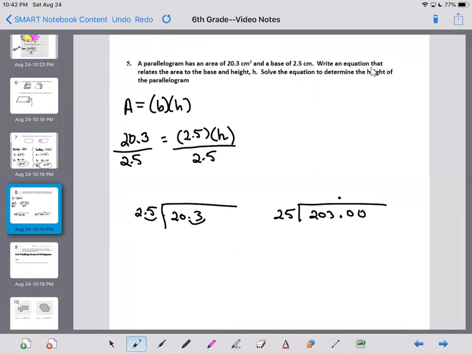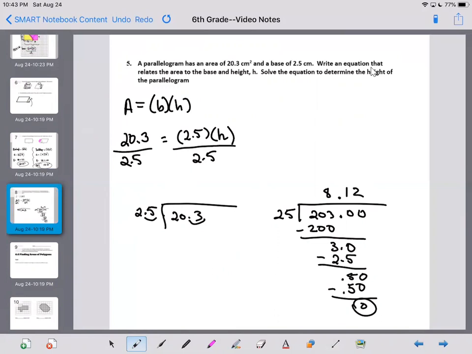So 25 would divide 203 8 times. That would be 200. 25 will divide 3, not a whole amount of times, but 1/10 times. And then 25 would divide 50 hundredths, be 200th times. And you get a remainder of 0, which means that's just the indicator that it's going to terminate. It'll have a terminating decimal. So what's the height in this case? It'd be 8 12 centimeters.